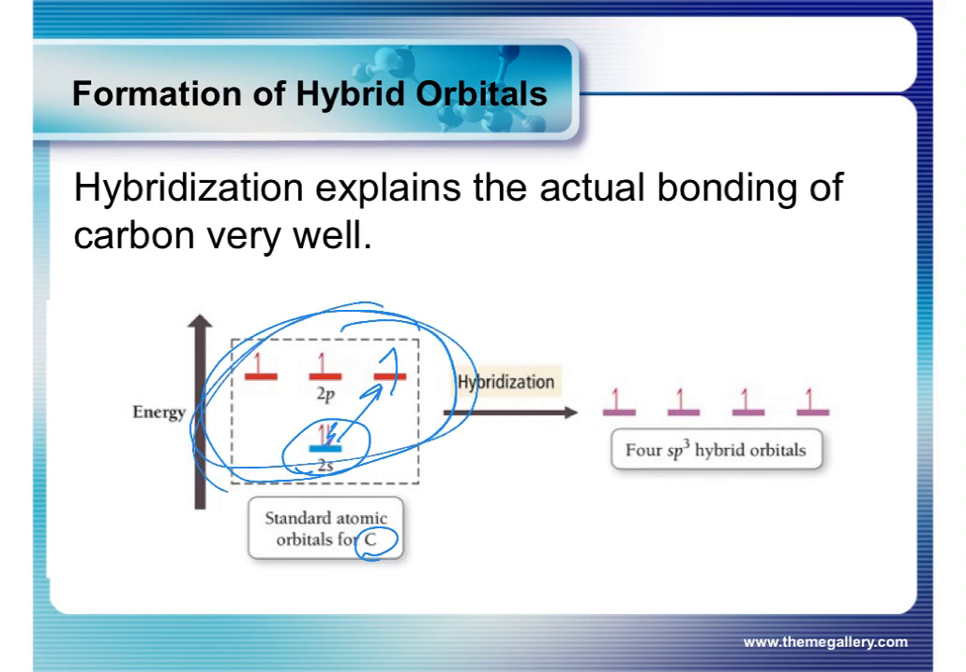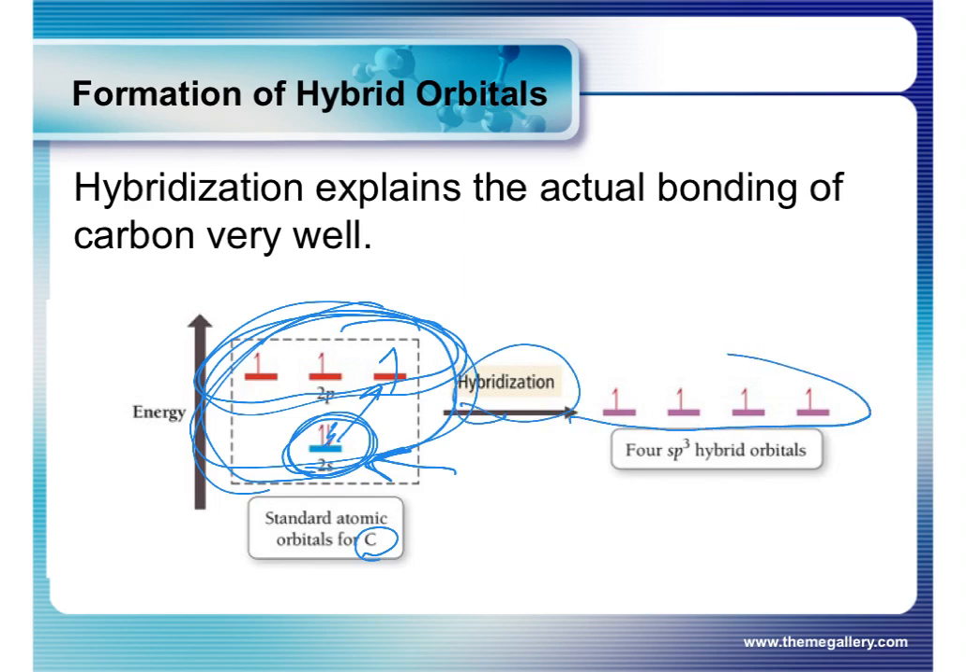So leaving it unhybridized, you would expect one of the bonds it makes using this 2s orbital to be different in some way from the 3 bonds made from the P. And they weren't. They were all equivalent. So Pauling came up with the idea, let's hybridize these so that we get the same number of unpaired electrons, but in equal energy hybrid orbitals.